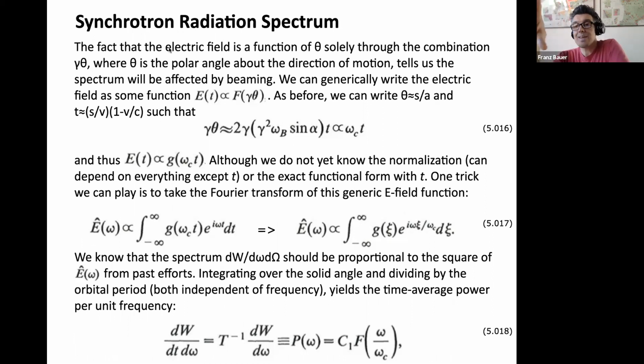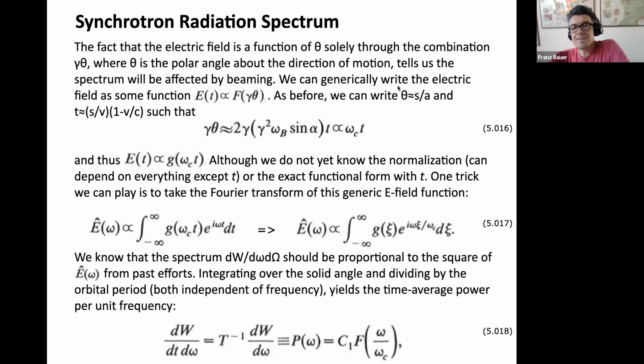we want to actually calculate what the radiation coming out is going to look like from an individual pulse. And so we can think about the electric field as a function of theta. And we then think of it as a combination of gamma theta. So that's the angle that it's coming out at. And so this tells us basically about how much beaming is going to happen. And so we can then write this electric field as a function of time as some functional form of gamma and theta.